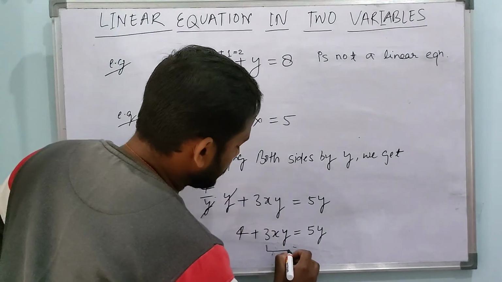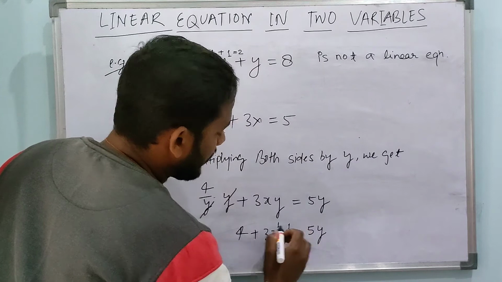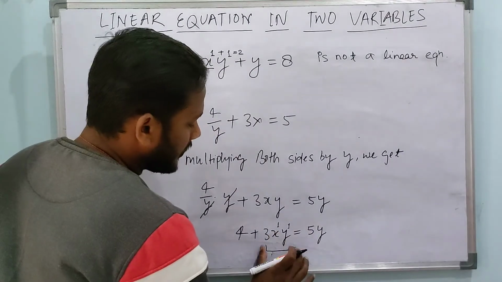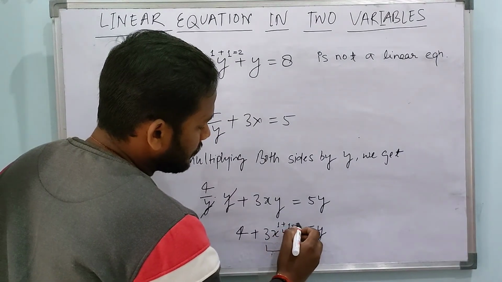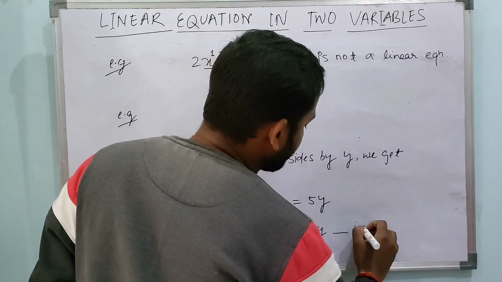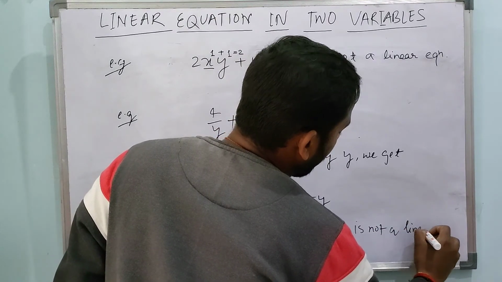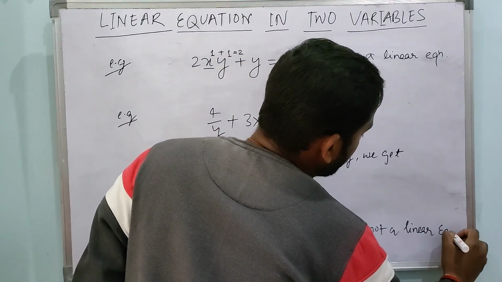If we consider this term, the degree of x is 1 and the degree of y is 1, and together in this term the degree is equal to 2. That's why it is also not a linear equation.